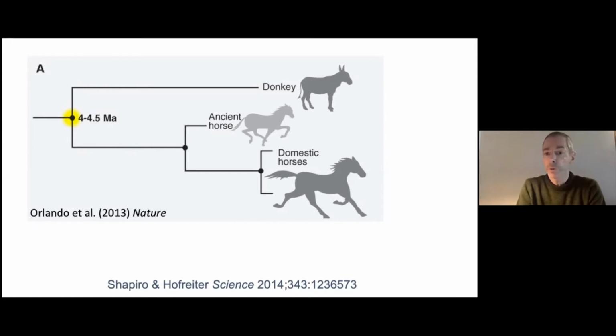And what did we gain from that? What would be the insights that you could only get from having an ancient horse genome that you couldn't get from modern horses?